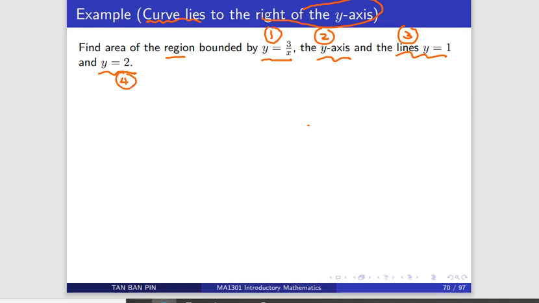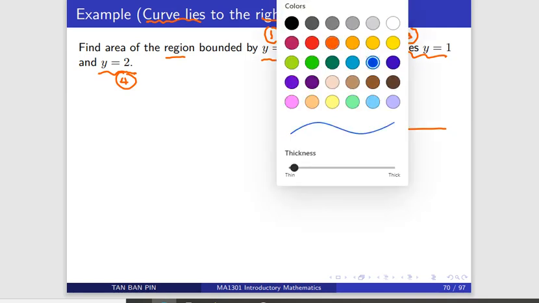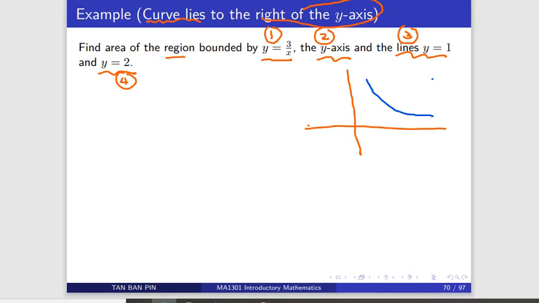There are 4 boundaries. So first you draw the curve y equal to 3 over x. The 3 over x graph actually looks like this. It's similar to 1 over x. And then the line y equal to 1. So you draw y equal to 1, this line. And y equal to 2 is this line. Y equal to 2, a horizontal line.